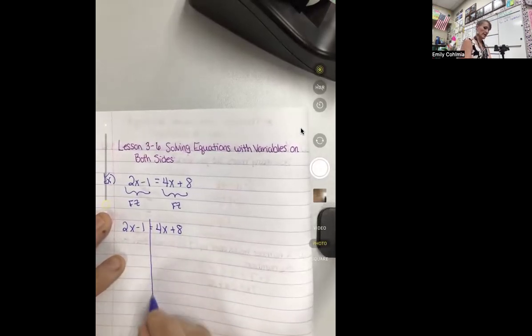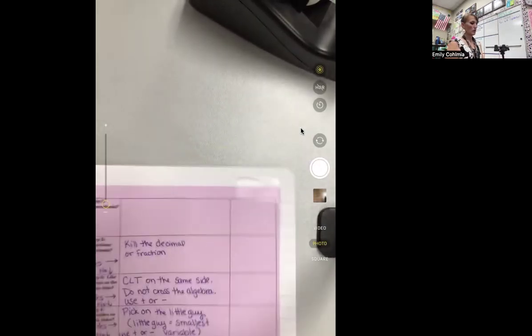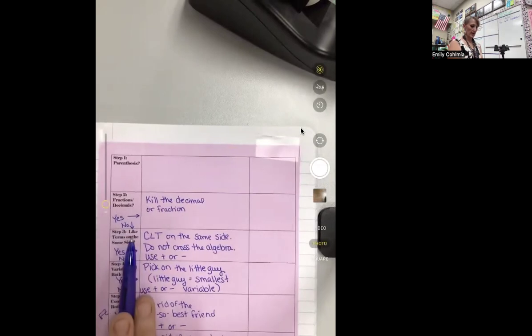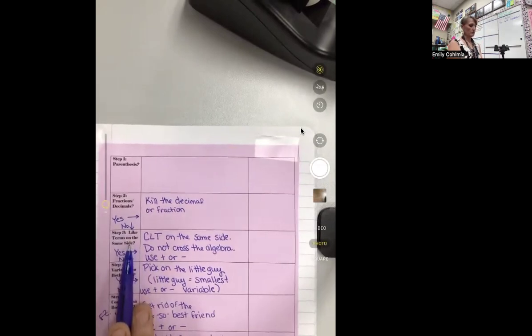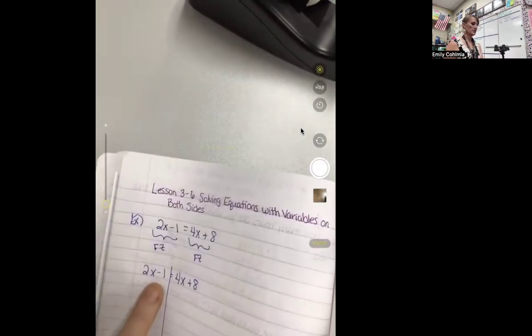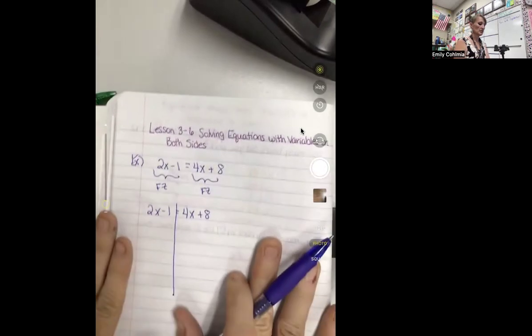So first thing, always algebra wall. And then let's go back here. So we don't have fractions or decimals, so we're not worried about that. We don't have any like terms on each side. So the 2x, no like terms here, no like terms here. So our next one is, do we have variables on both sides? Yes, we do. And it says pick on the little guy, start with the smallest variable.